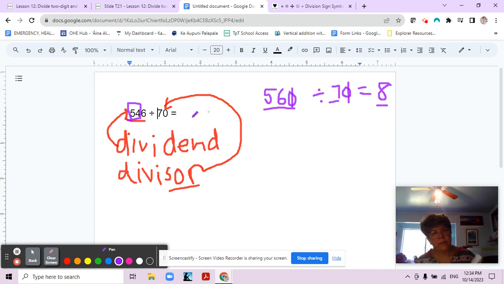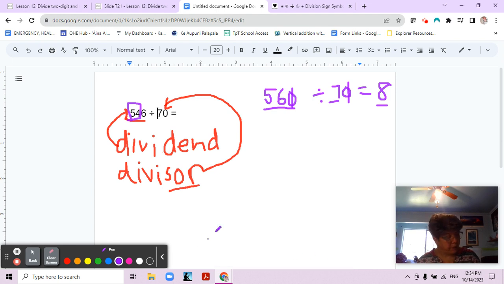What does that tell us about the quotient for 546 divided by 70? 8 would be a chance. It could be close to 8, or it could even be 8 with something left over. Oh, this one is bigger than 8. Okay, so we know it's going to be less than 8, right? Okay.